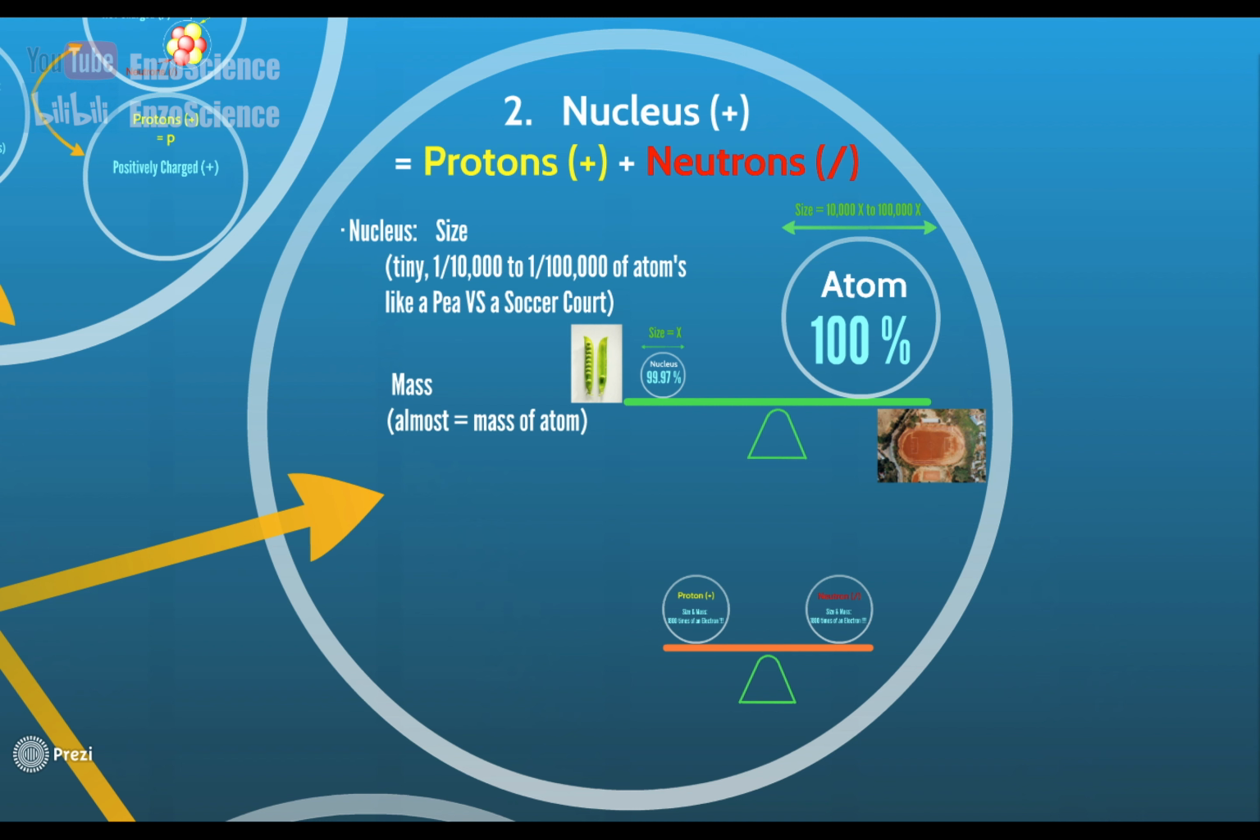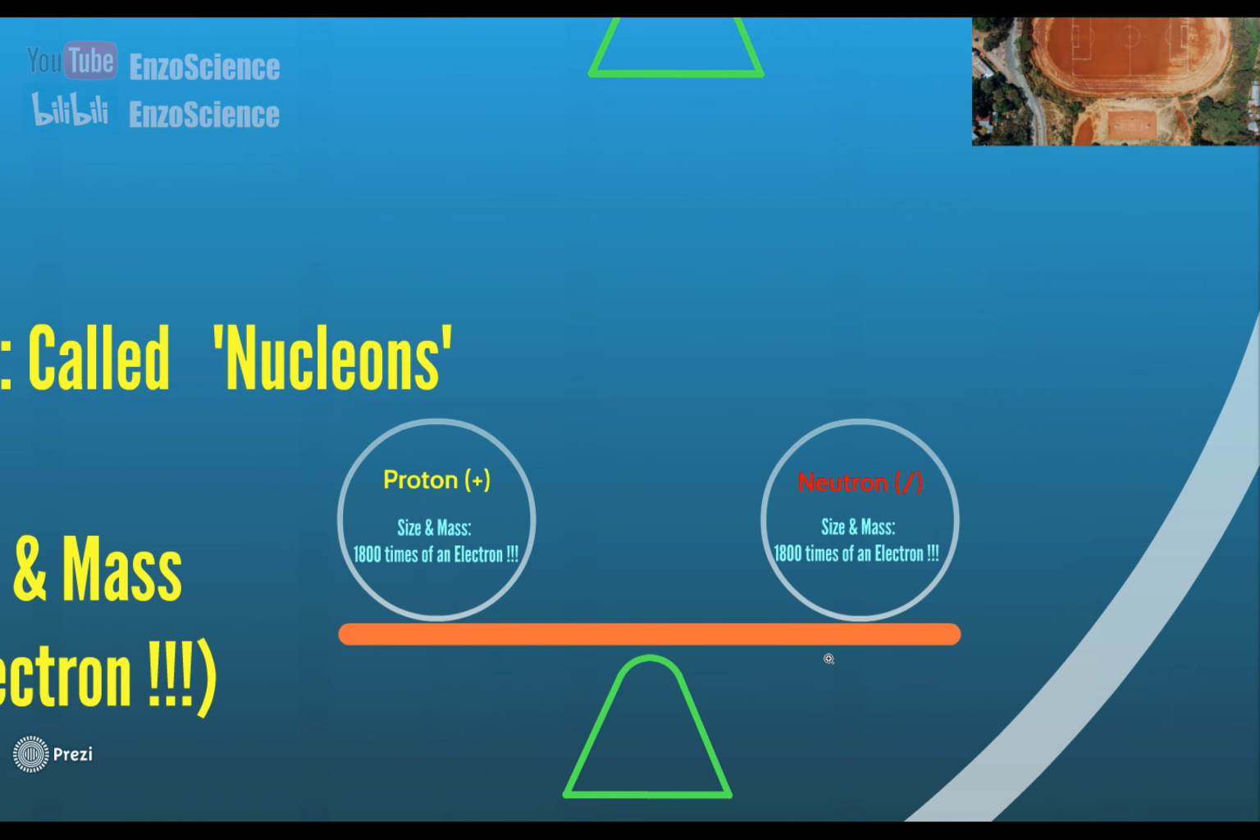Now let's focus on the comparison between protons and neutrons. They have a common name, nucleons. These 2 kinds of particles are of similar size and mass, and they are rather huge to an electron. Look at the 2 similar balls on this scale. They denote protons and neutrons respectively, and you can easily remember this point by thinking of this scale.